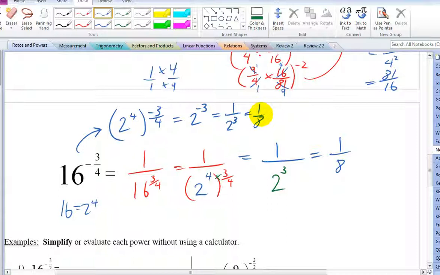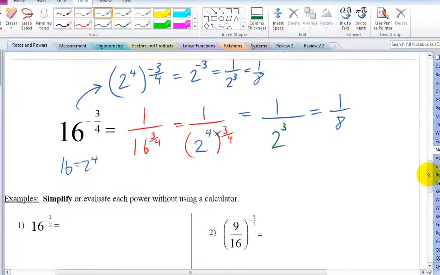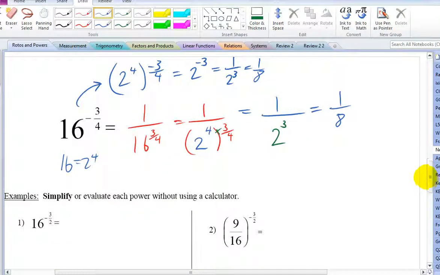So you choose which one you want to do. Sometimes if it's not working out, go back and start with a different rule. That might help you. Don't just sit there and throw the hands in the air. All right, try the next one. Go for it. Without a calculator.